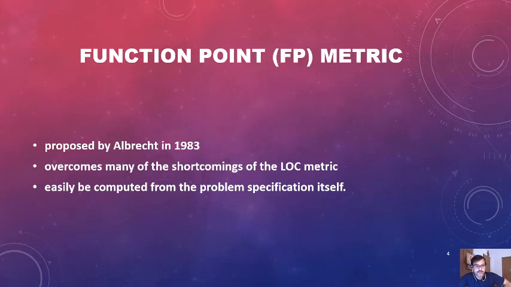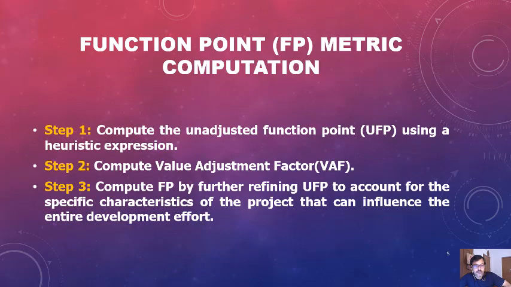Another metric is the function point metric. It was proposed by Albrecht in 1983, and it overcomes many of the shortcomings of the lines of code metric. It can easily be computed from the problem specification itself. Now we will look at the steps of the function point metric.